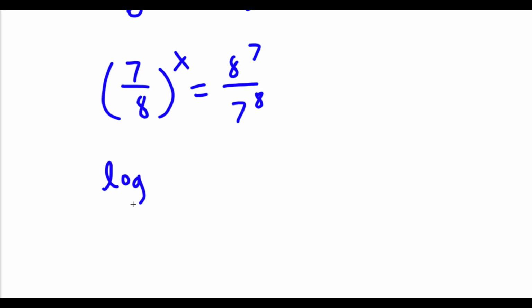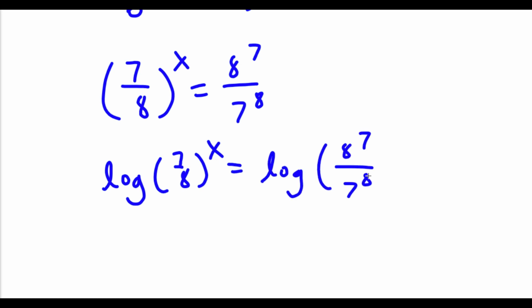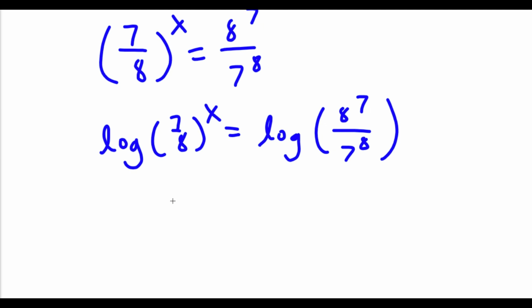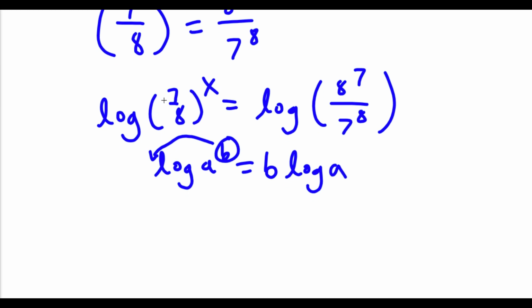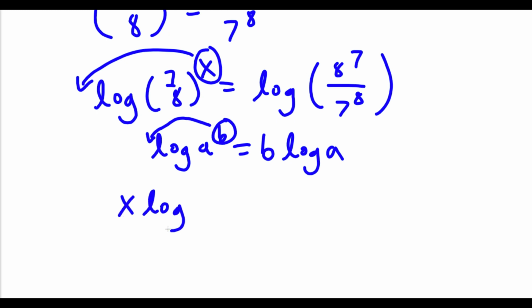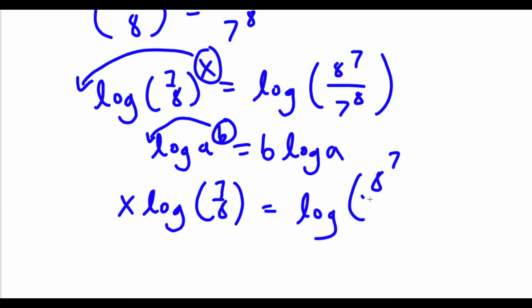Now I'm going to go ahead and take the log on both sides. So now I have log of 7 over 8 to the power of x is equal to log of 8 to the power of 7 over 7 to the power of 8. Now if I have something in the form log a to the power of b, I can move this exponent b to the front of the logarithm. So this would equal b times log a. In this case, I have log of 7 over 8 to the power of x. I can move this exponent to the front. So now I have x times log of 7 over 8 is equal to log of 8 to the power of 7 over 7 to the power of 8.